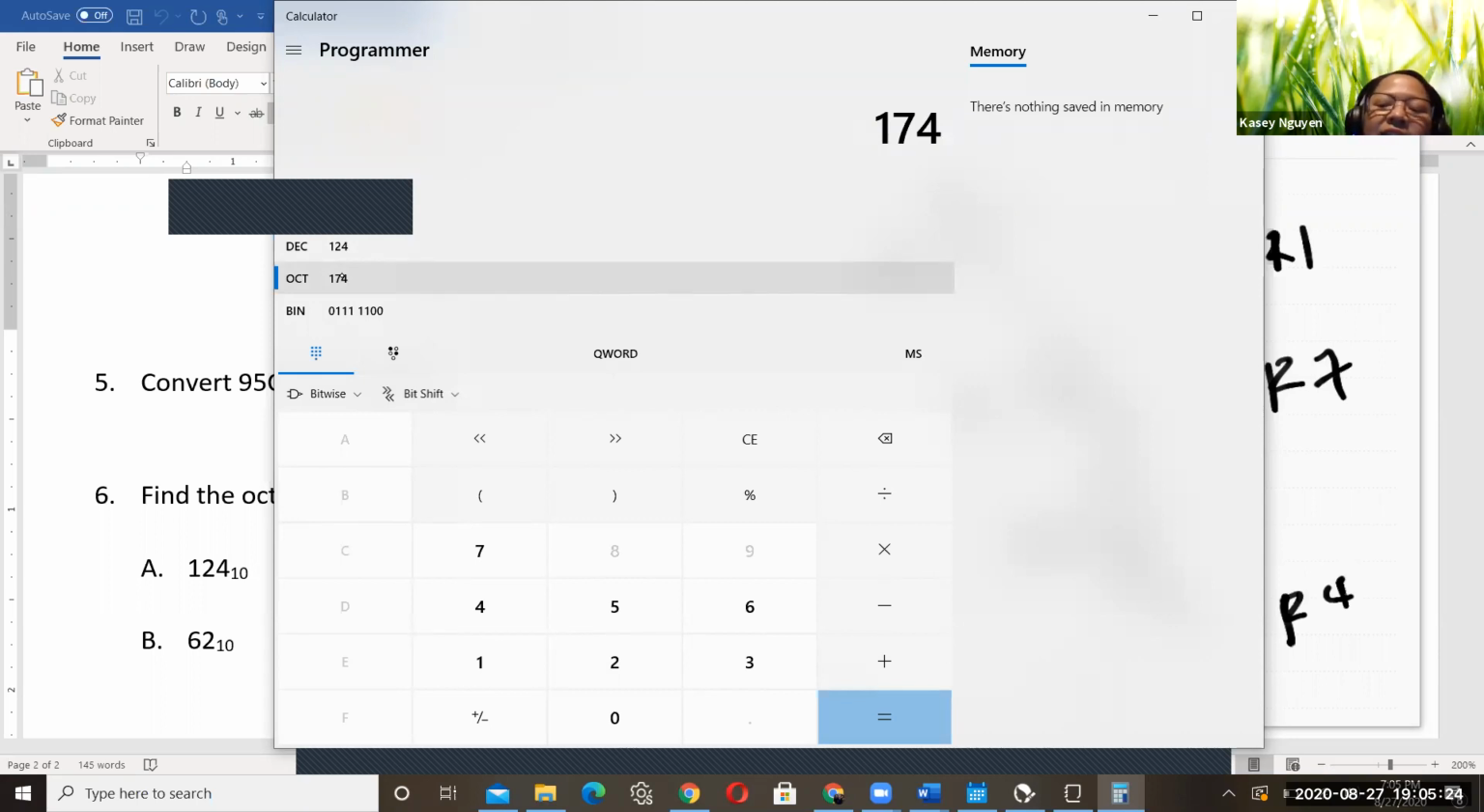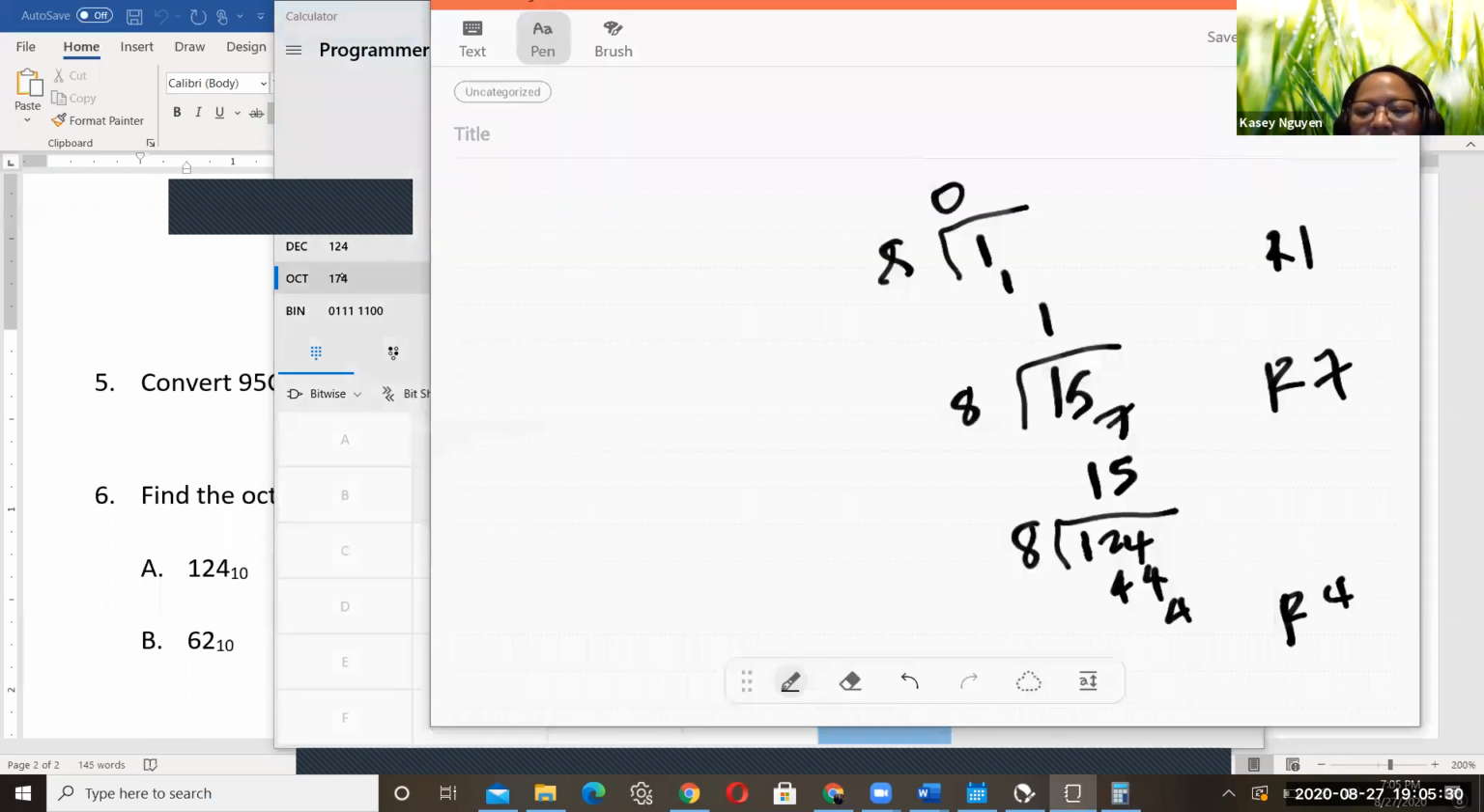Now, in hexadecimal, the first one is going to represent the most right character. So this one is the same. So it's 174. 174 octal. So the first one is your LSB, your least significant bit. Okay, same technique as your hexadecimal.